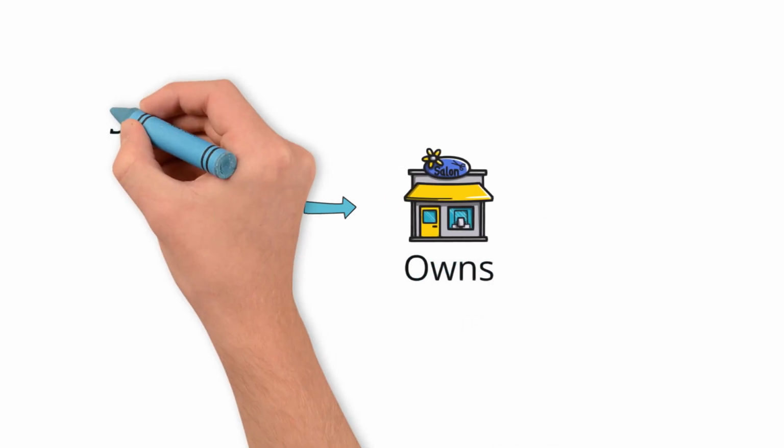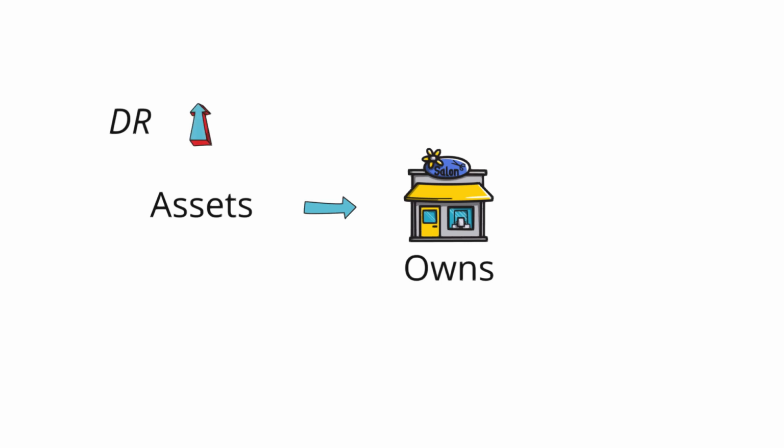Bearing this in mind, let's see how this theory works. Assets. Assets are anything owned by the business, like stocks, debtors, cash, etc. The business owns these assets. So the normal side is debit. When assets increase, it increases what the business owns. Therefore, any increase in asset is a debit. On the other hand, when assets decrease, it decreases what the business owns. Therefore, any decrease in asset is a credit.